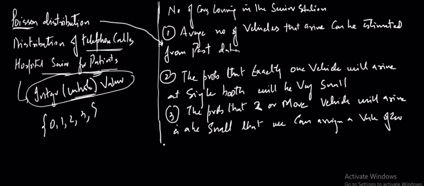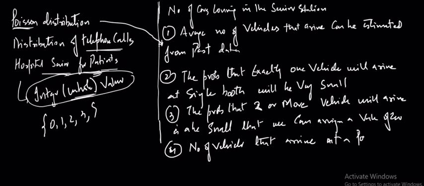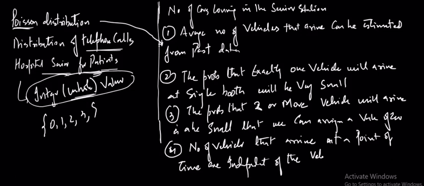Another important thing, the fourth one, is that the number of vehicles that arrive at one point of time are independent of the vehicles arriving at another point of time. Therefore, the number of arrivals are independent of each other.